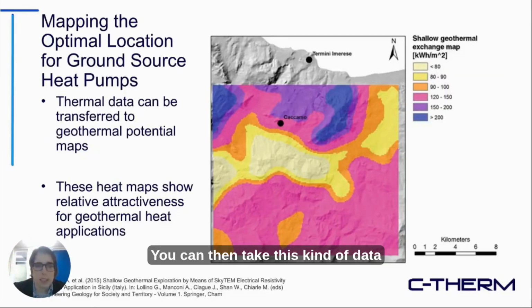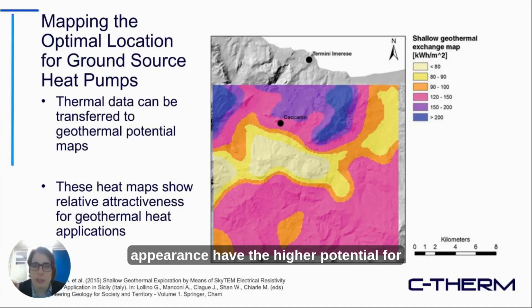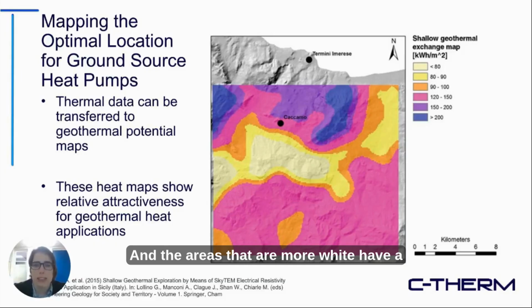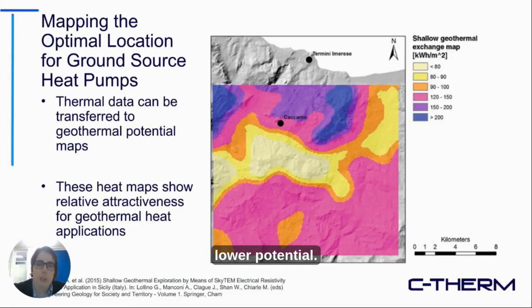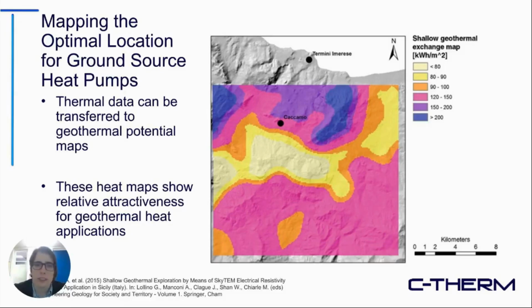You can then take this kind of data and use it to build this kind of shallow geothermal exchange map that I've been talking about previously. The heat map that you see here shows the relative attractiveness for geothermal heating applications of different regions. The areas that are more blue in appearance have the higher potential for geothermal exchange, and the areas that are more white have a lower potential, with various colors in between.